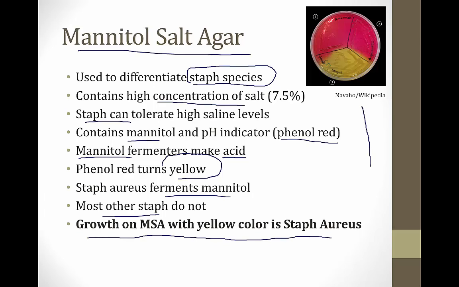I've got a picture for that up here in the corner. So in the bottom there's Staph aureus growing, and the phenol red has been turned to yellow by Staph aureus. We've got some other kinds of staph in the other parts of the growth plate, and they are not turning it yellow, they are staying red.